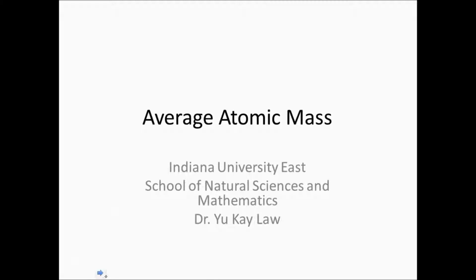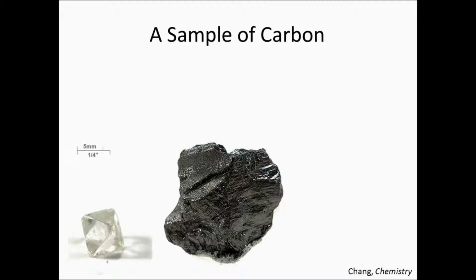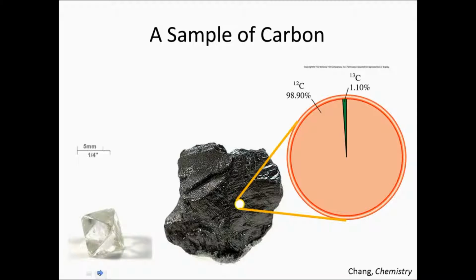Average atomic mass. So let's think about an example of carbon. Either diamond or graphite, I don't care. Within each, if I take a chunk, am I going to get pure carbon-12? No. I'm in fact going to get a mixture of carbon-12 and carbon-13. So out of every 100 grams, I'm going to get 98.9 grams of carbon-12 and 1.1 gram of carbon-13 and a little bit of carbon-14.